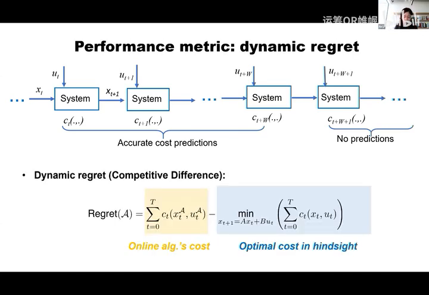And what's the benchmark? For the benchmark in this talk, we're just going to benchmark with a really powerful optimal controller with all the information in hand. Because this is a dynamical decision-making problem, the optimal controller, even with all the information available, should be a time varying controller. And that's our benchmark. So the optimal cost here is the optimal cost if I know all the information. And this part is my online algorithm cost.